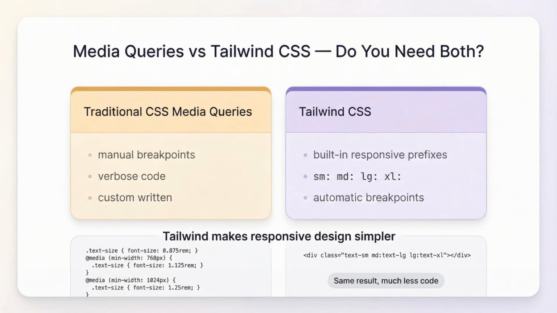To make this concrete, on the left, you see a traditional media query, which requires you to open a block, define a breakpoint, write the property, and close the block. On the right, the Tailwind approach achieves the same result in a single class string. This is why in this course, we're going to lean into Tailwind for handling responsiveness, rather than spending a lot of time on manual media queries. It's faster, cleaner, and industry standard for modern projects.